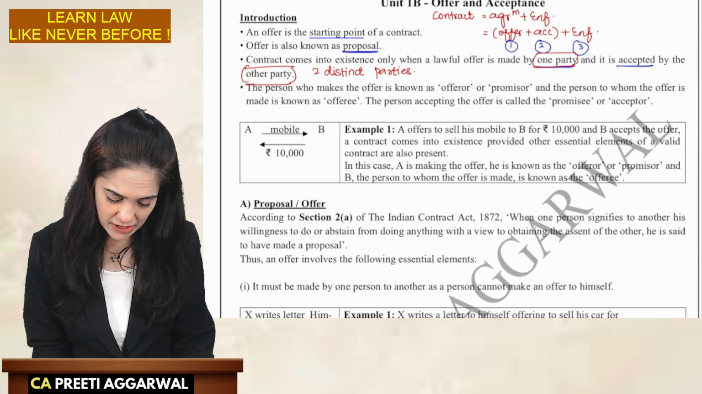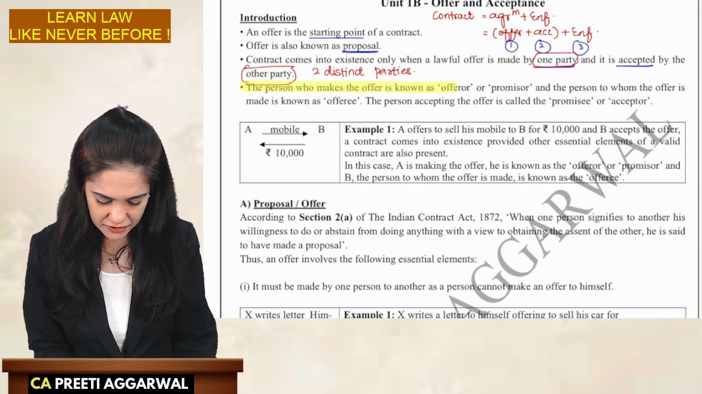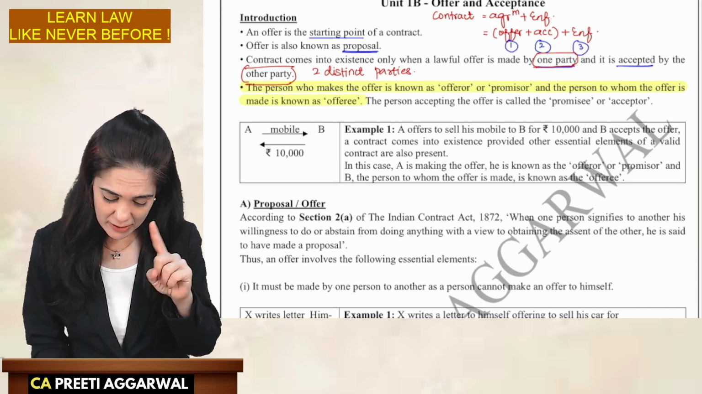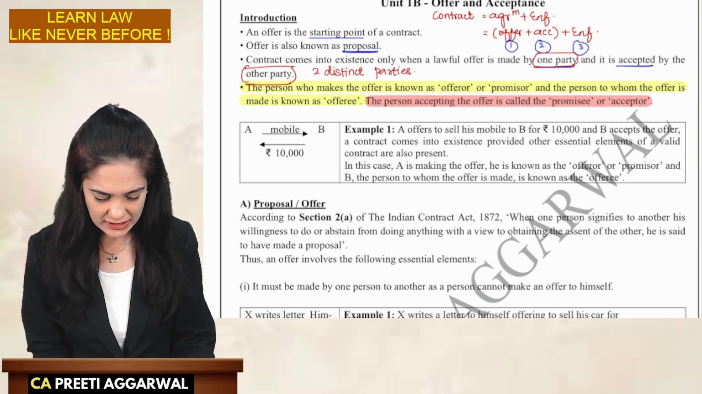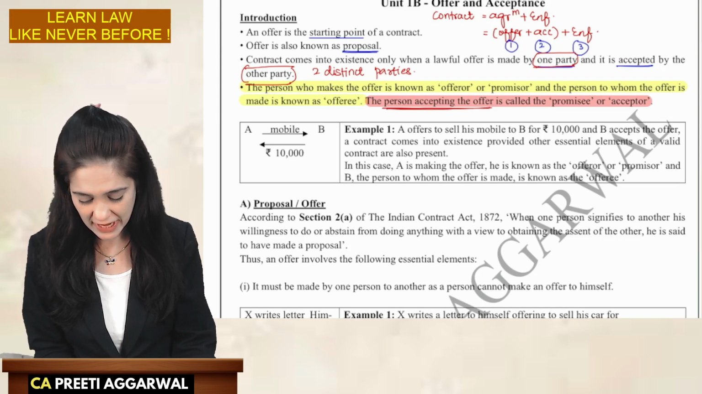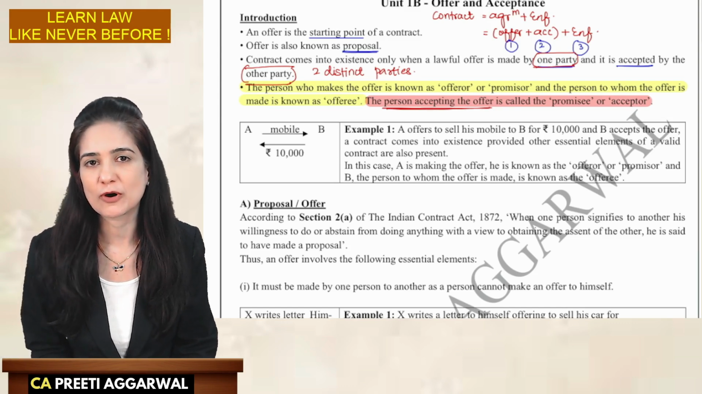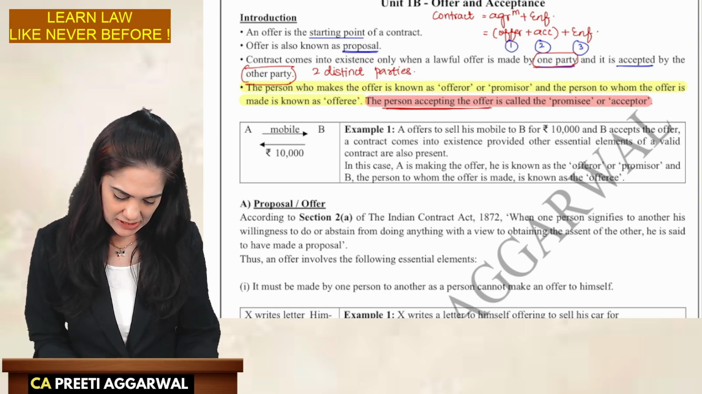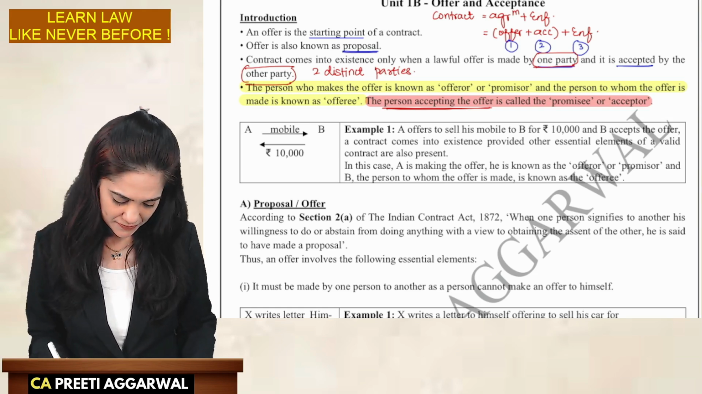The person who is giving the offer is known as the offerer or promiser, and person to whom the offer is given is known as the offeree. He will be known as the promisee or acceptor only after acceptance. Person accepting the offer is the offeree or he is the promisee or acceptor. Same example, mobile phone is given to you.